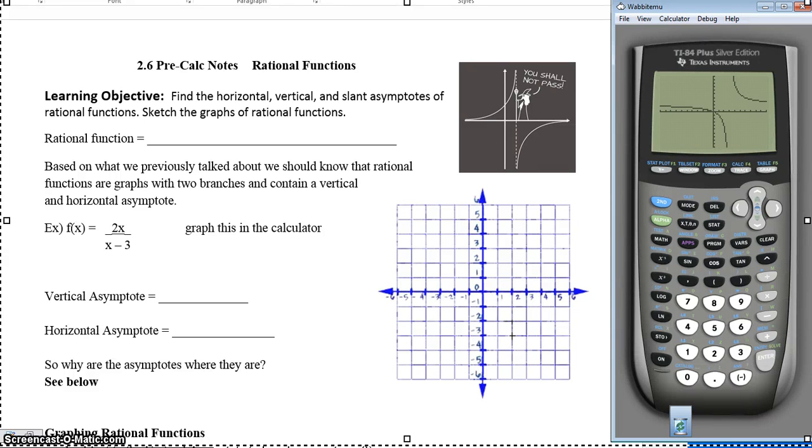This video will cover Pre-Calc Notes 2.6. We're going to be talking about graphing rational functions. So let's first define a rational function. And a rational function is simply a polynomial divided by another polynomial.